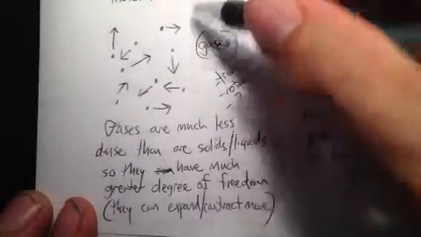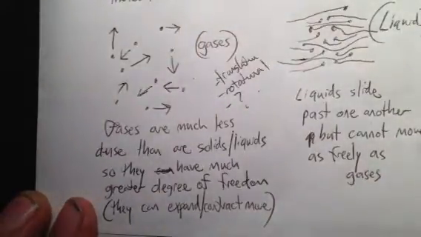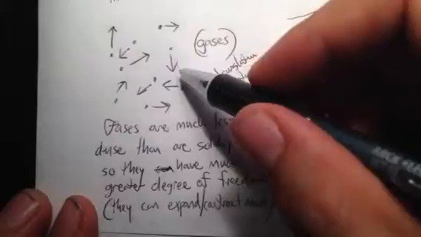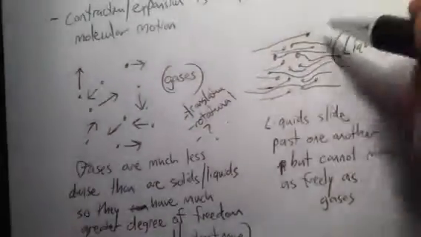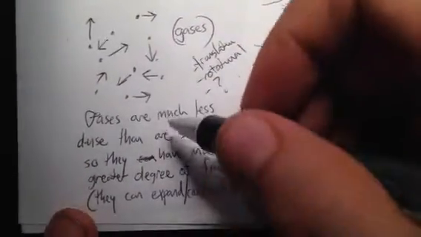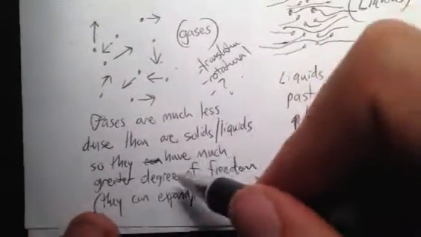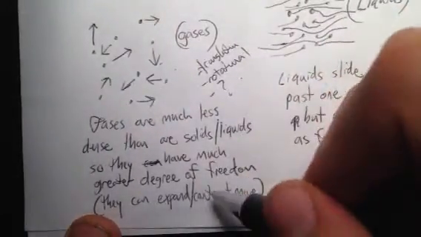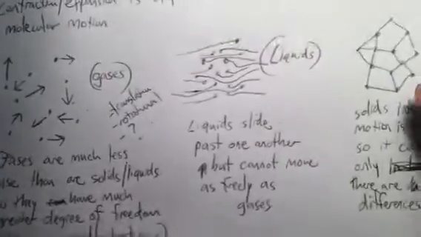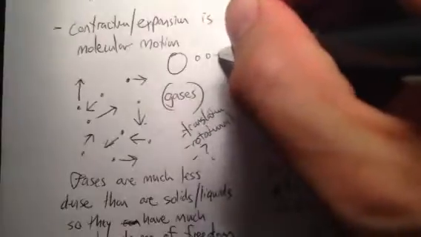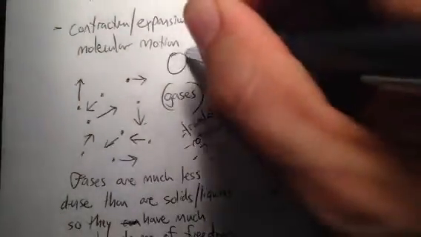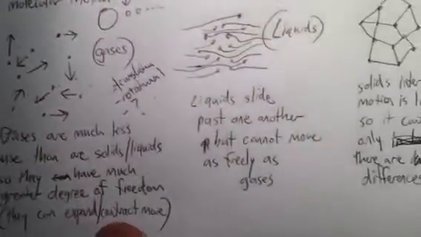But anyways, the molecules can move wherever they want very freely and really rapidly. So when you cool them down, they contract a hell of a lot more per unit volume than would, say, a liquid. So I wrote here, gases are much less dense than solids and liquids, so they have much greater degrees of freedom. They can expand and contract a lot more. And that has a big part when gas giants are really big and they become really, really small. As well, you have mass loss in there too.